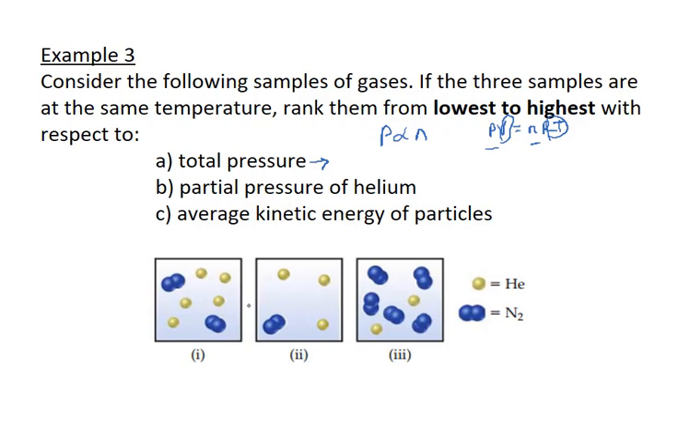So what we need to do if we want to rank them based on the total pressure is compare the number of molecules. So we have 1, 2, 3, 4, 5, 6, 7. We have 4. And we also have 7 here. Okay. So when we want to put them in order of total pressure, this one is going to be the lowest, and then these ones are going to have equal total pressure.